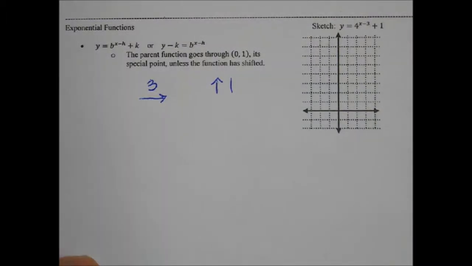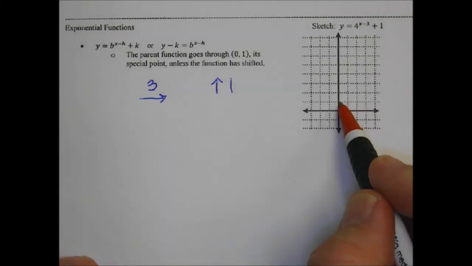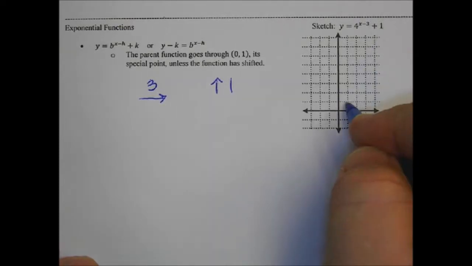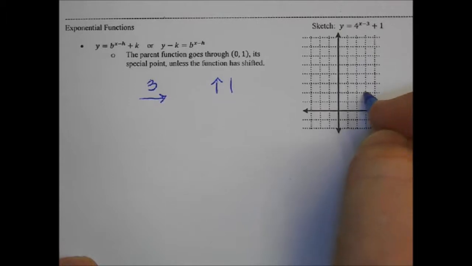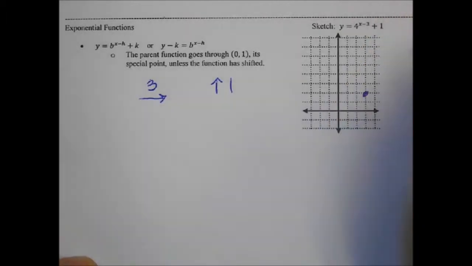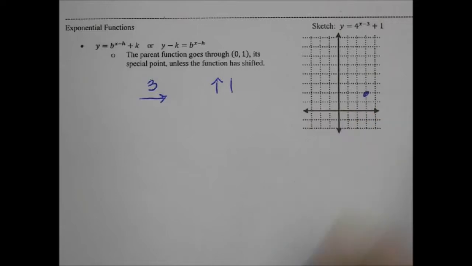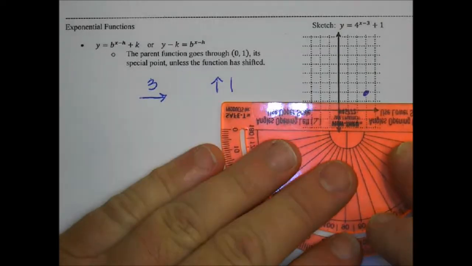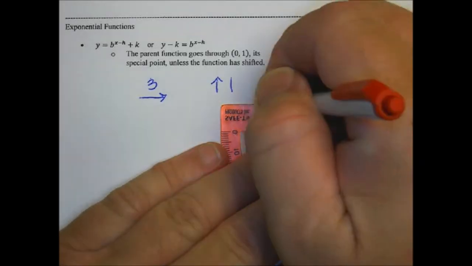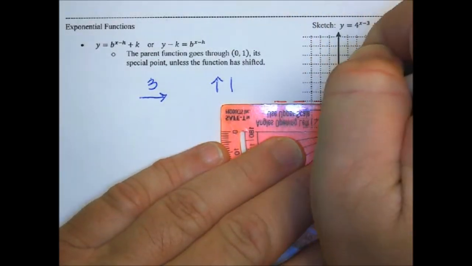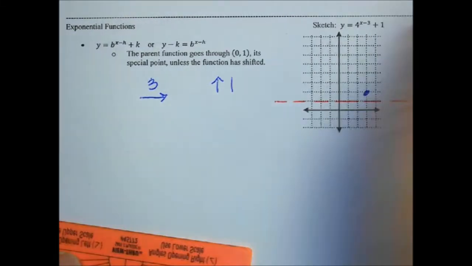So that's exactly what we're going to do. We're going to start where that key point is supposed to be, which is 0, 1. We're going to go 3 units to the right, and we're going to go 1 unit up. Now don't forget, there's something else that shifted 1 unit up also, and that's the asymptote. The asymptote is usually right here at y equals 0 on the x-axis, but it shifted 1 unit up. So here's the new asymptote at y equals 1.